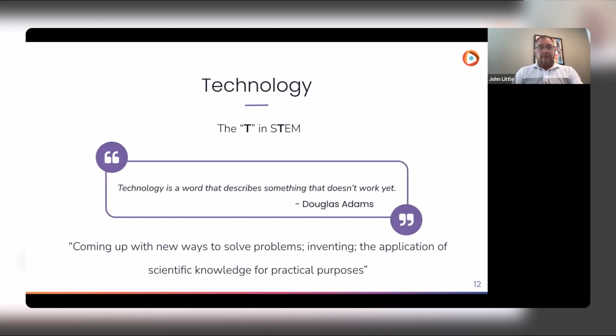Or we can go a different route, back to Douglas Adams. Technology is a word that describes something that doesn't work yet. And quite often that's the case. Once something starts working consistently, it's not really considered technology anymore.